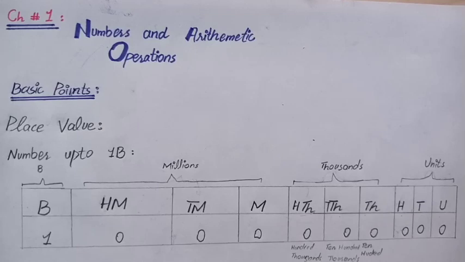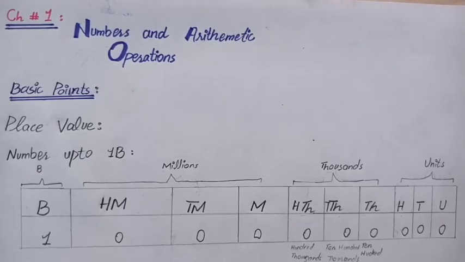Let's start the first chapter. The first chapter is numbers and arithmetic operations. There are some very basic concepts about numbers and place value. So let's start with numbers. What is a number? Numbers play a very important role in our daily life. Numbers are digits. So what is the place value?